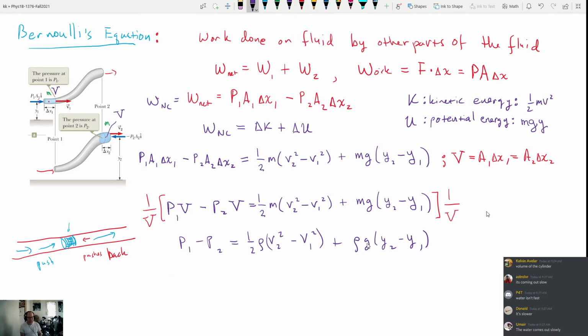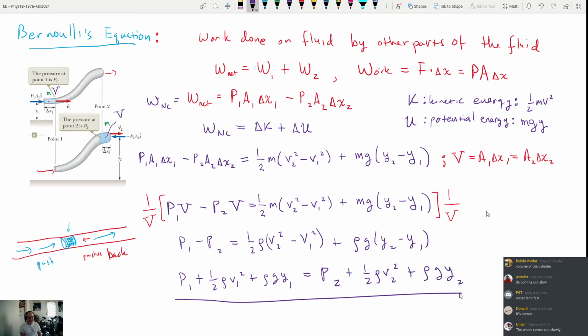This is basically Bernoulli's equation, but I'm going to rewrite it in a different way for you. We're going to put all the ones on the same side so that it looks like this. So it's going to be P1. V1 is negative over here. When I add it to the left-hand side, it'll be positive. So this is Bernoulli's equation. It's effectively conservation of energy for fluids, since it came from energy conservation. So this is what we call Bernoulli's equation.